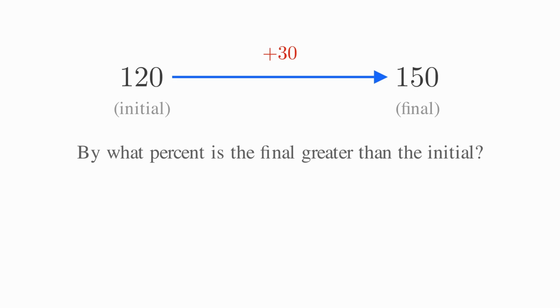And again, as discussed in the last video, it's nothing but value by base times 100. The value here is nothing but the change that we are trying to compute, the increase, which is nothing but 30. Now the confusion comes, what should be the base? Should it be 120 or 150?